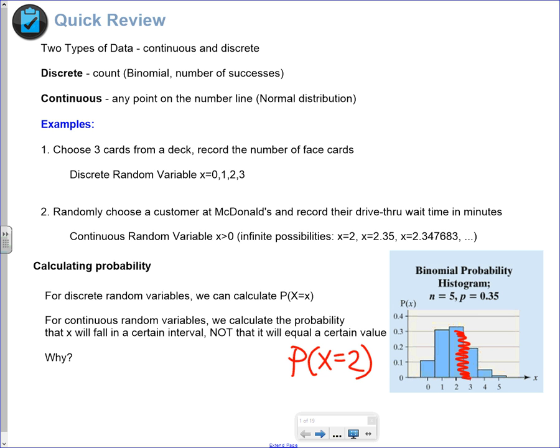But what we just finished up in Chapter 6 was looking at discrete data, right? And so discrete data, we're thinking of a count. So we thought of number of successes for the binomial. We are now going to be getting into continuous data.